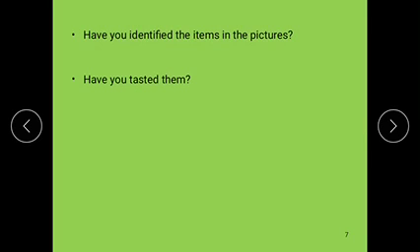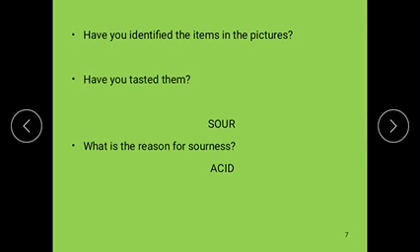Have you tasted them? Most of them are sour in taste. What is the reason for the sourness? Because it is an acid.